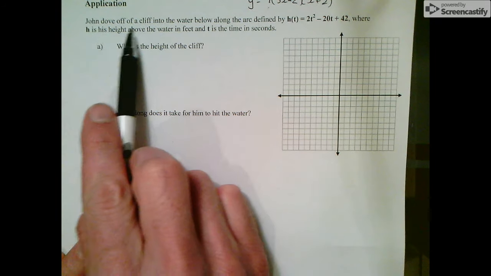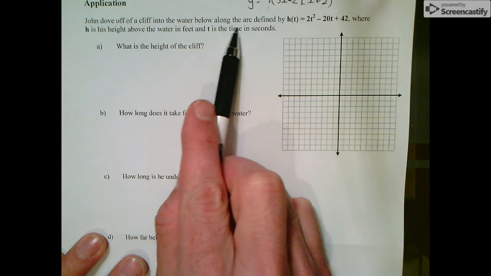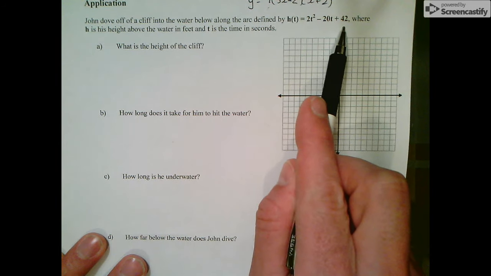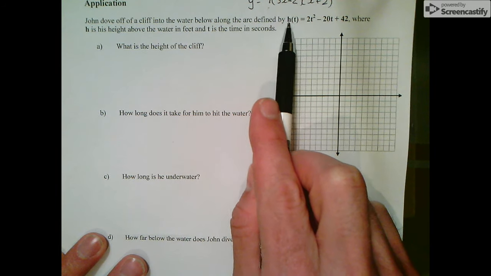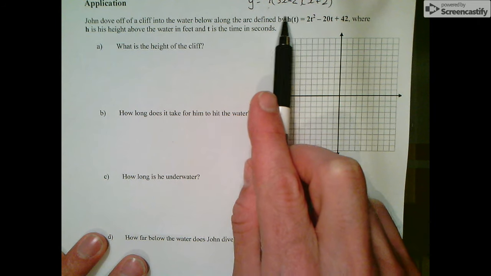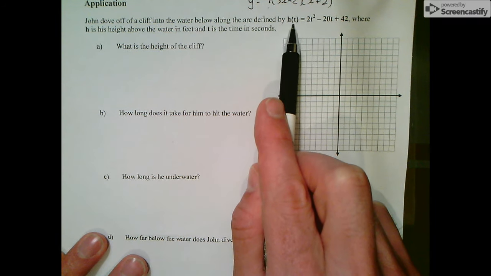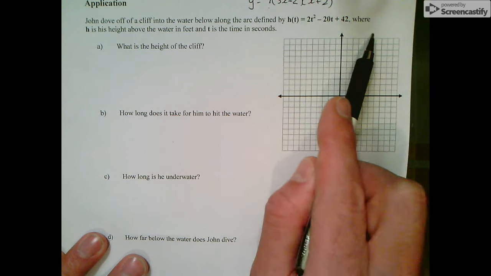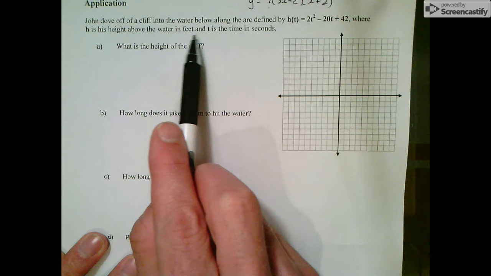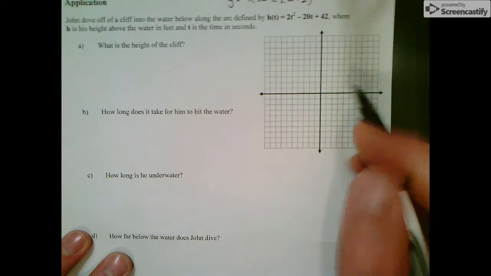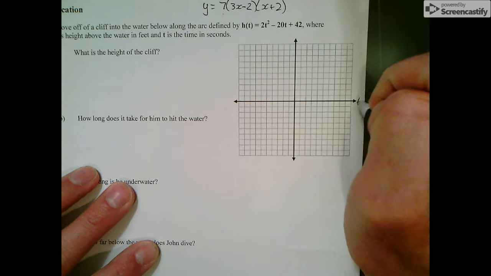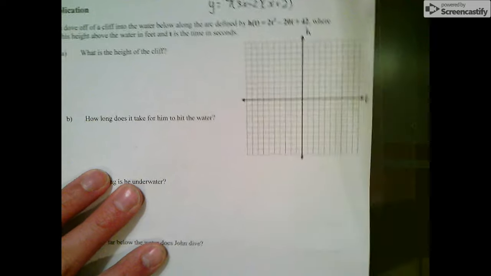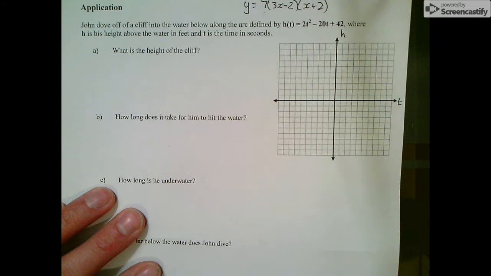So John dove off a cliff into the water below along the arc defined by this formula. This is h at t. This is not a multiplication. This is the value h, which is the height, based on the time t, equal to this formula, where h is the height above the water in feet and t is the time in seconds. So we're just going to label my graph here t and h right away, so I remember that relationship.